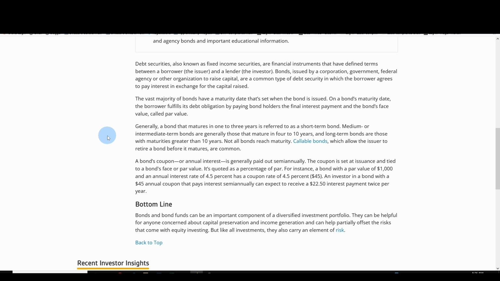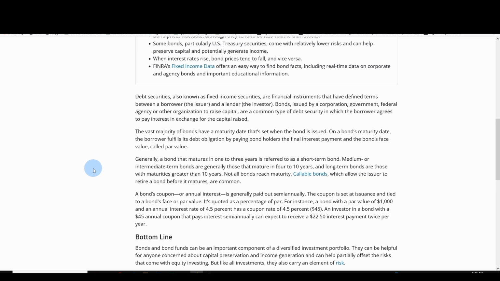A bond's coupon, or annual interest, is generally paid out semi-annually. The coupon is set at issuance and tied to the bond's face or par value. It's quoted as a percentage of par. For instance, a bond with a par value of $1,000 with an annual interest rate of 4.5% has a coupon rate of 4.5%, $45. An investor in a bond with a $45 annual coupon that pays interest semi-annually can expect to receive $22.50 interest payments twice per year.